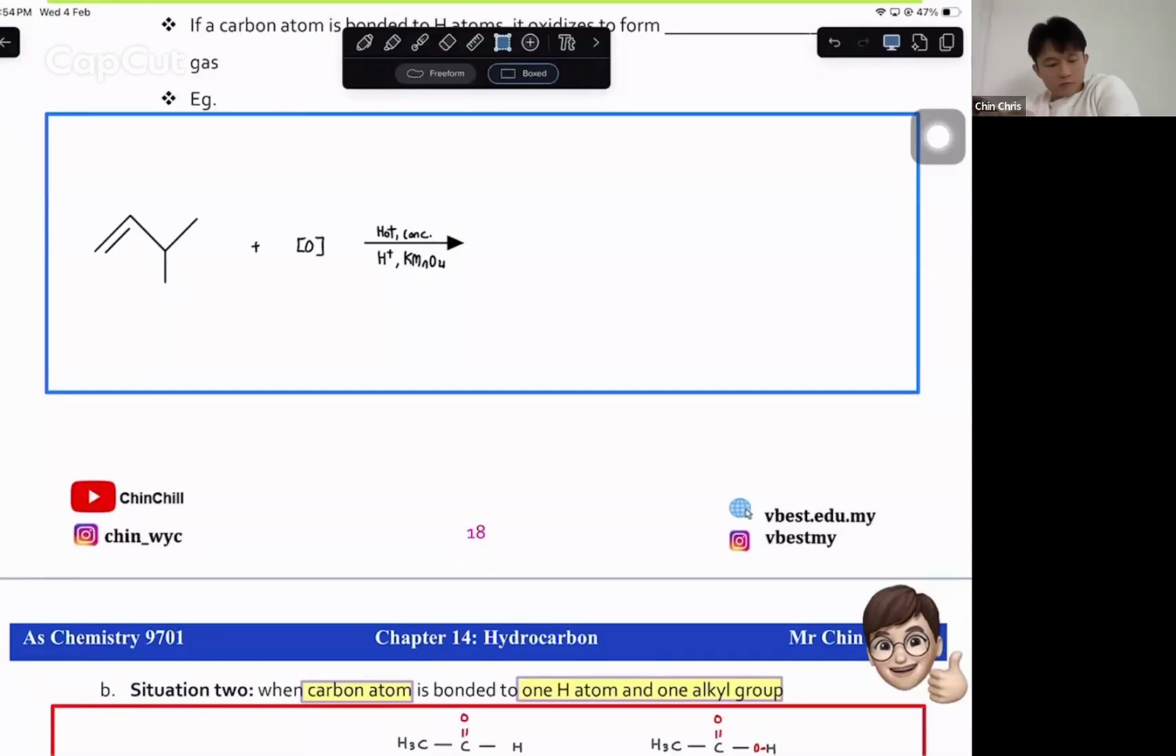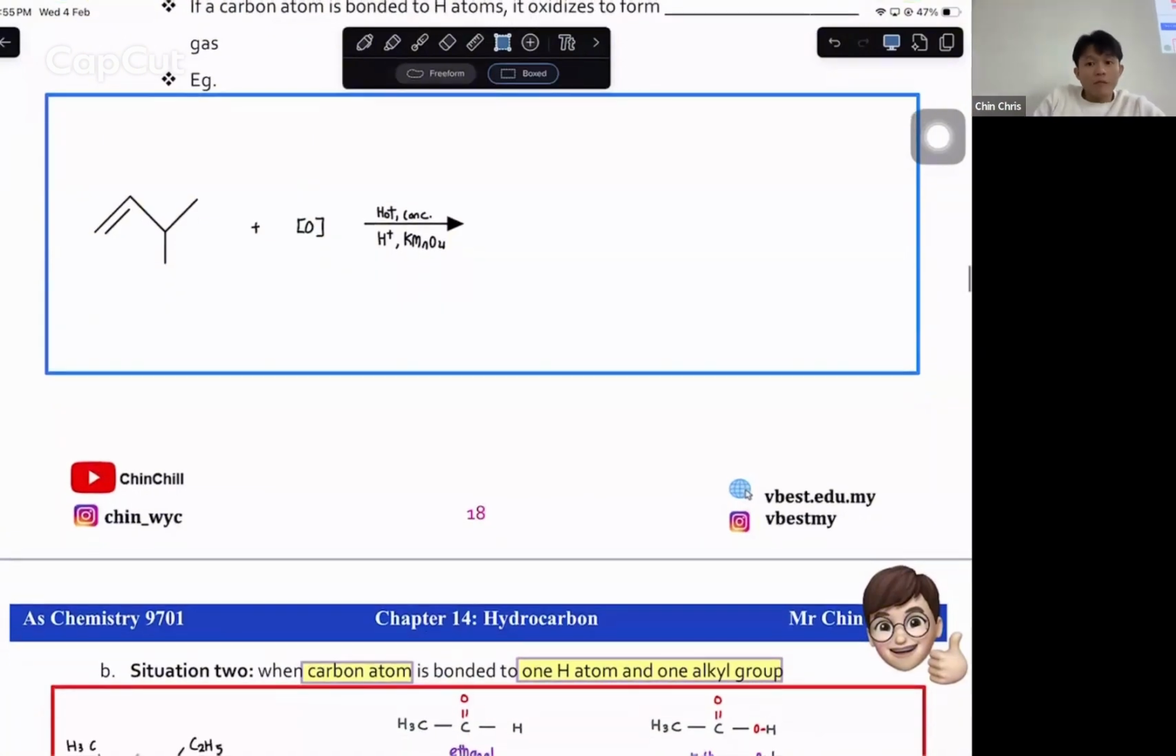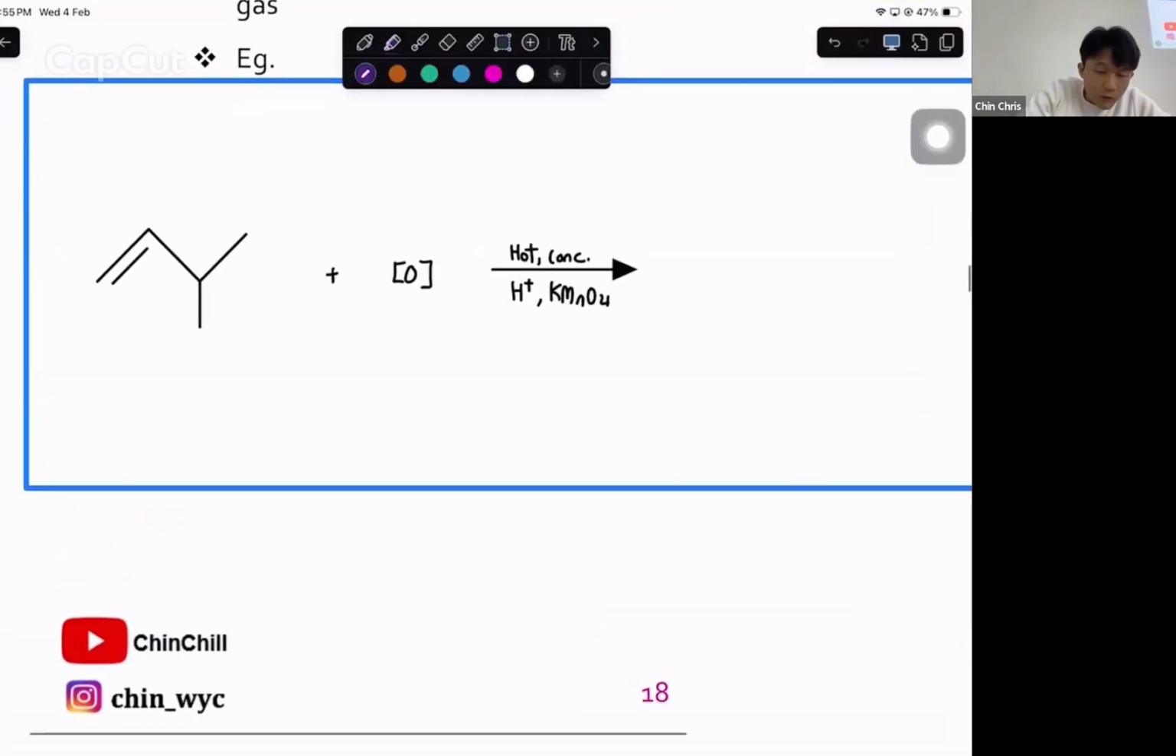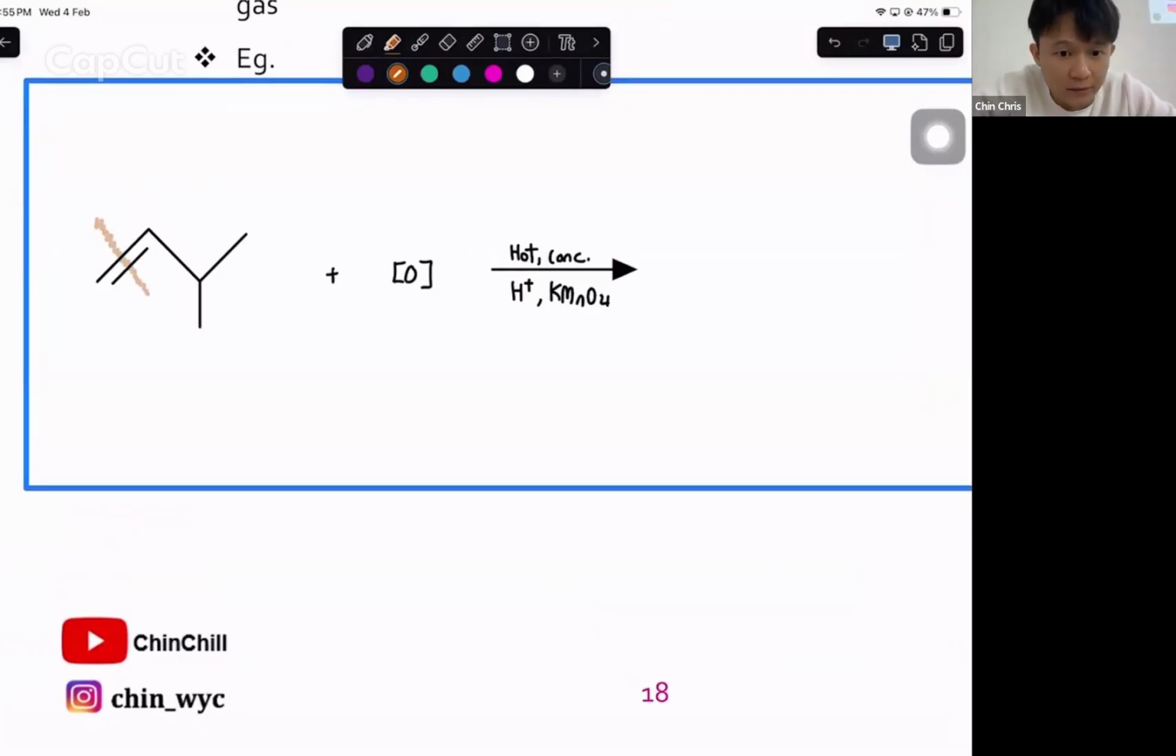Alright, guys, now please get me the final answer. Anyone? Hannah. Alright, guys, for hot acidified KMnO4, what the reaction is going to do is it will break completely. The C double bond C will be broken completely.